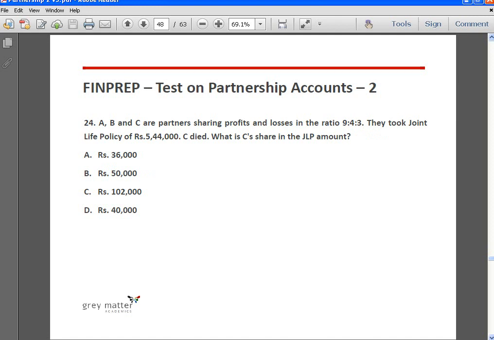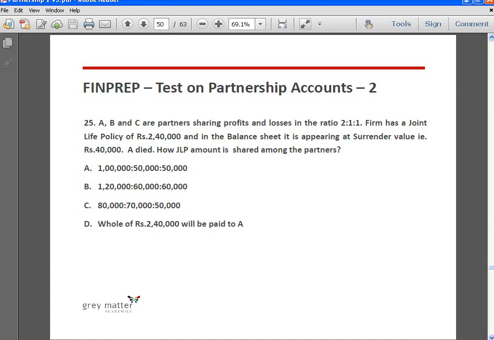A, B and C are partners sharing profits and losses in the ratio 9:4:3. They took a JLP of 5 lakh 44. C died. What is C's share in the JLP amount? Okay, so C's share is 3/16, and so 3/16 of 5 lakh 44. Yes, 3 divided by 16 into 5 lakh 44. 5,44,000 divided by 16 into 3 is 1 lakh and 2,000.